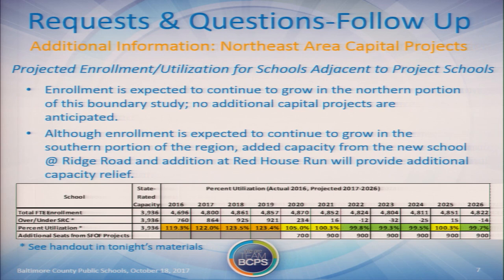A little bit further look at this is the projected enrollment and utilization for schools adjacent to project schools. Enrollment is expected to continue to grow in the northern portion of this boundary, and no additional capital projects are anticipated. Enrollment is also expected to continue to grow in the southern portion of the region, but added capacity from the new school at Ridge Road and Red House Run will provide additional relief. This table shows the FTE enrollment for schools south of our study area, the percent utilization, and the number of seats they are over capacity in terms of enrollment versus capacity. You can see it's 119 up to 123%. Then when the relief comes online, it brings the southern area down to close to 100% utilization, which is really what the district operates on and strives for.